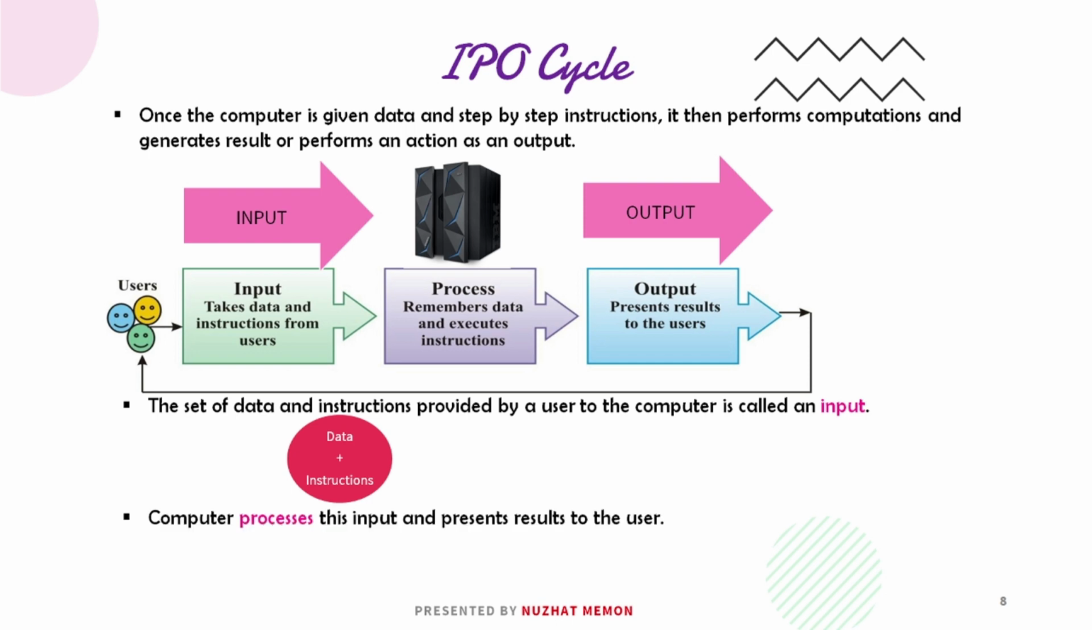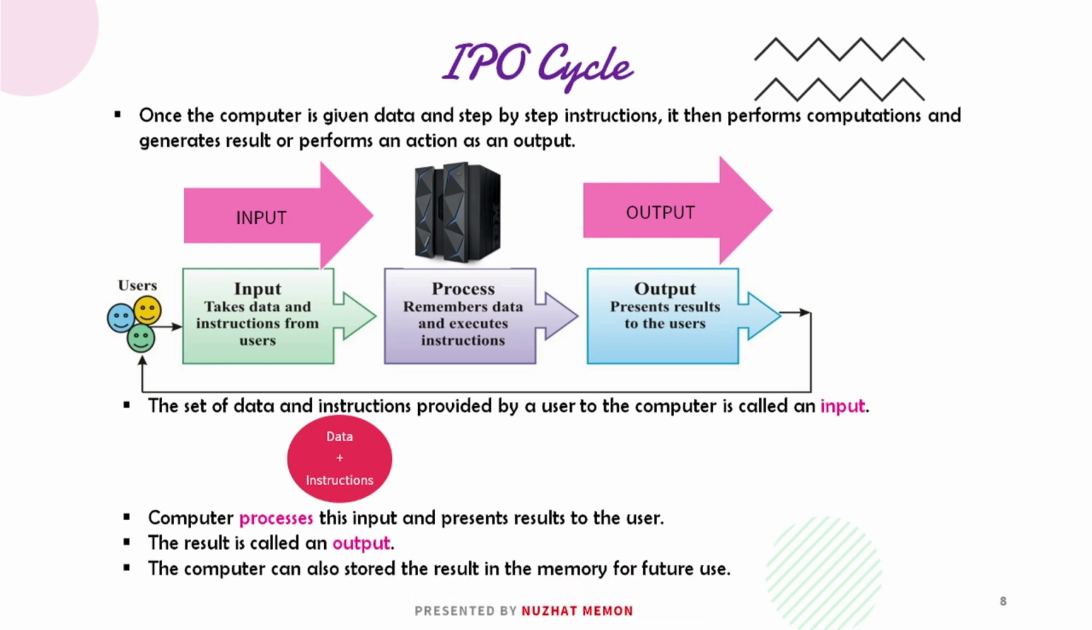Once the computer receives the input, it does the processing on this input data as per the instruction given by you. And then the computer presents the result to the user, that is displayed on the monitor screen, or it could be printed on paper. The result is called an output. The computer can also store the result in the memory for future use.